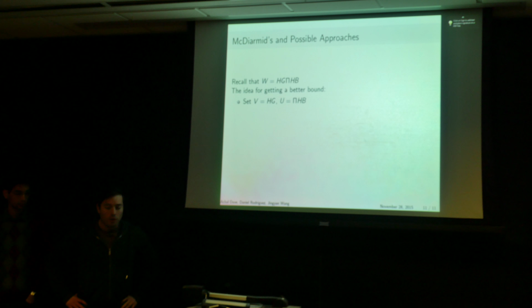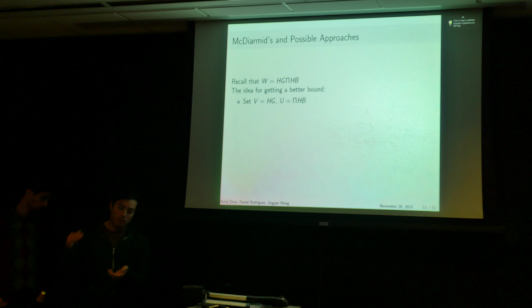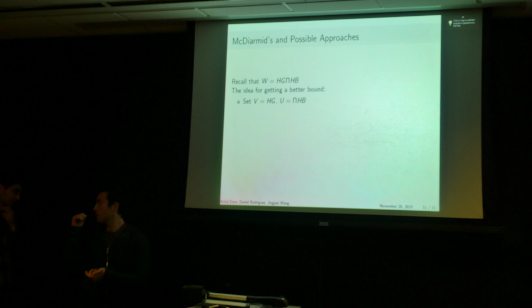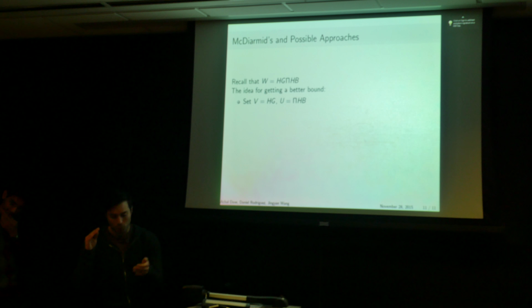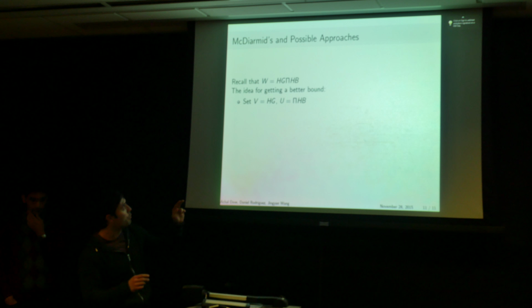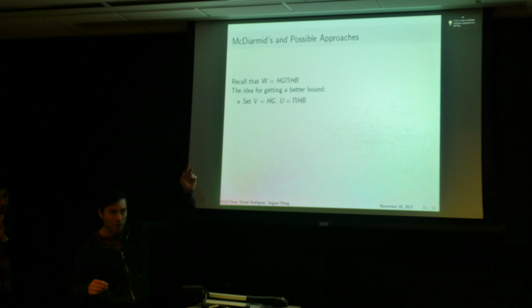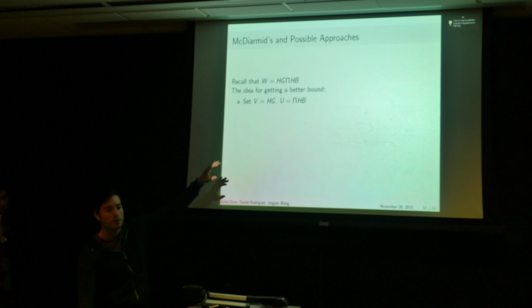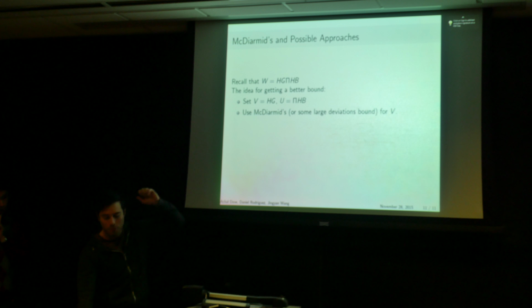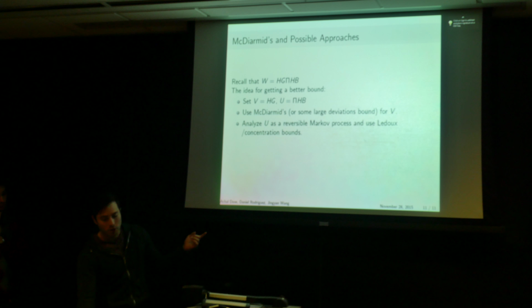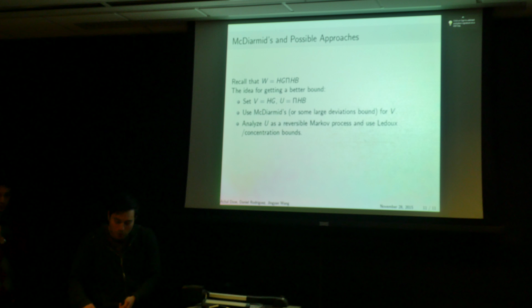So if you look again at W, the matrix that gives you the fast food block, it has two components, Hg and pi Hb. The first one is Gaussian. The second one can be seen as a Markov process that is reversible. So you want to use something like Markov or Hoeffding's or something with the low variation of the rows to bound the first term, and then use Ledoux or some concentration for Markov processes to bound the second one.